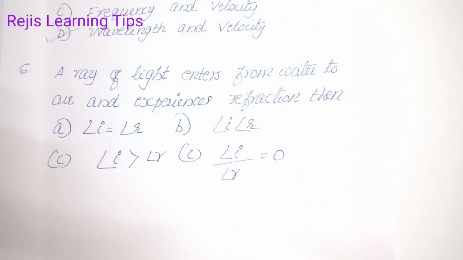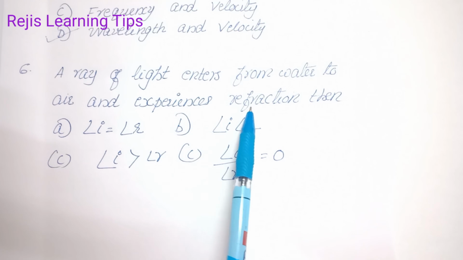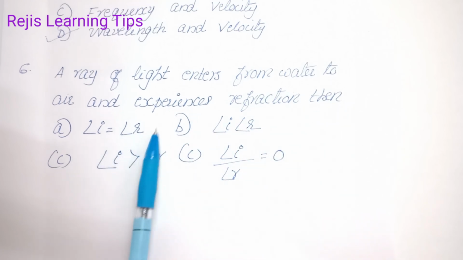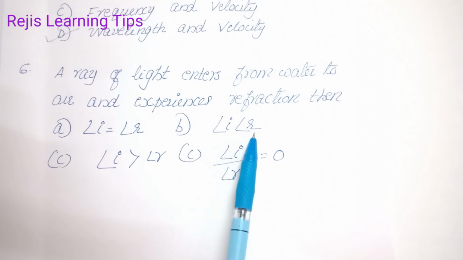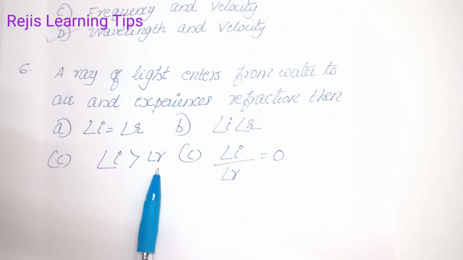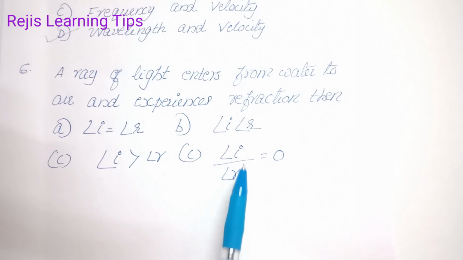Then the sixth question. A ray of light enters from water to air and experiences refraction. Then angle of incidence is equal to angle of refraction; angle of incidence less than angle of refraction; angle of incidence greater than angle of refraction; angle of incidence by angle of refraction is equal to 0.